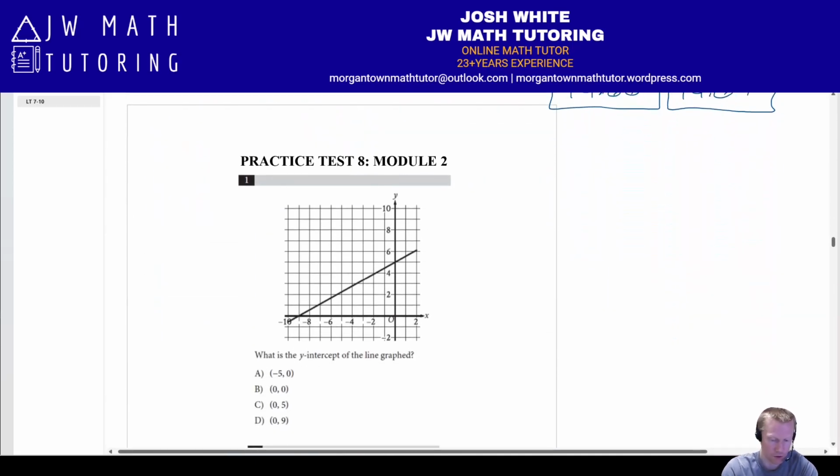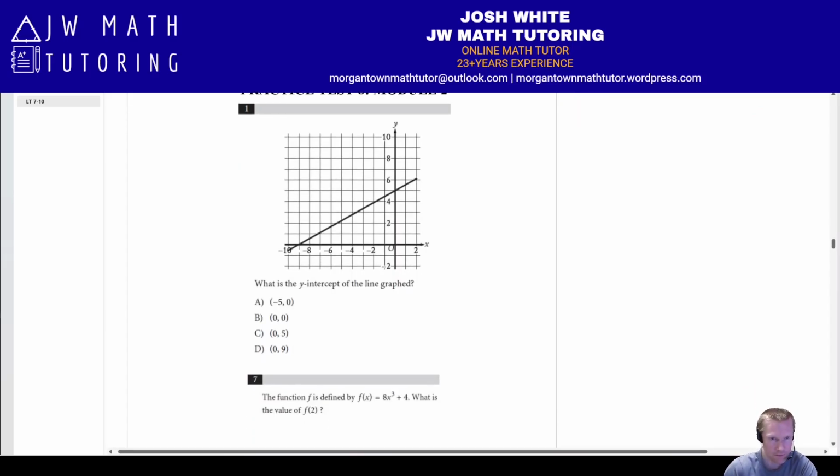All right, let's move on to Module 2 now. There's only 3 questions, and they're all relatively basic. This is not going to take very much time at all. First, what's the y-intercept of this line? Well, it is just 0, comma 5 right here. Correct answer is letter C.